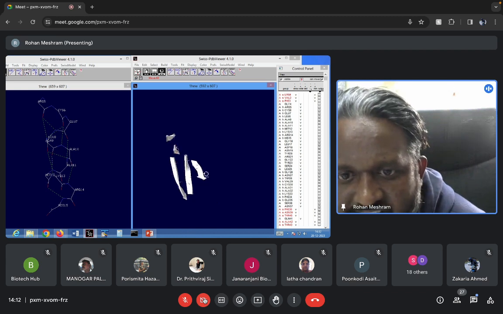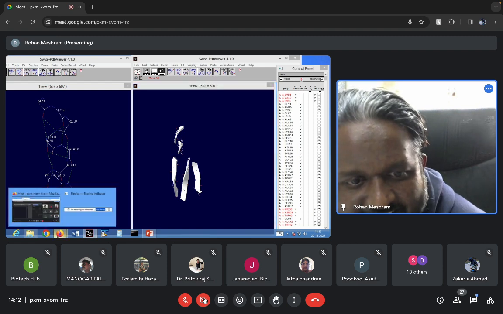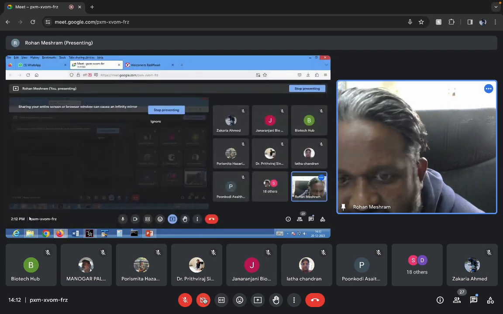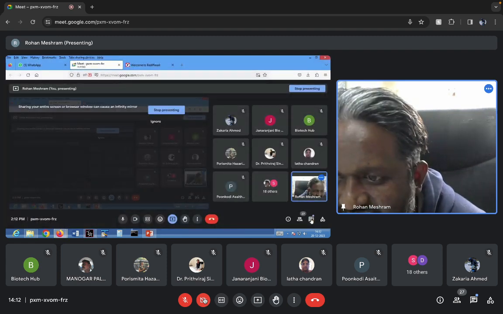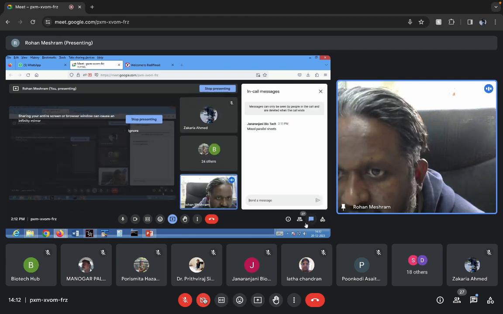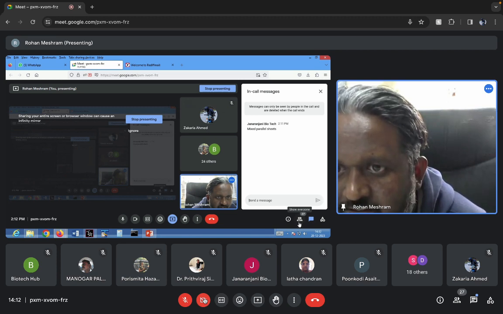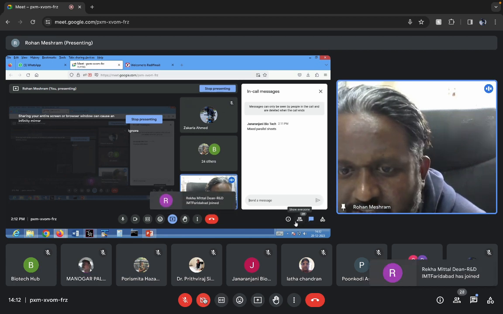What type of beta sheet is this? It is parallel, anti-parallel, or what? What is that you see? Kya hai? Parallel hai, anti-parallel hai, mixed hai? Janaranji says that this is mixed parallel. It can be either mixed or it can be either parallel.